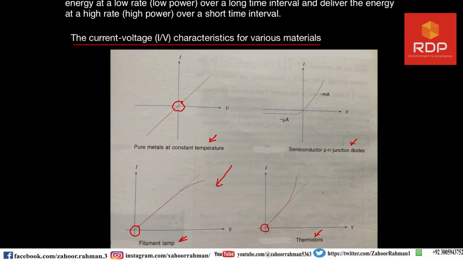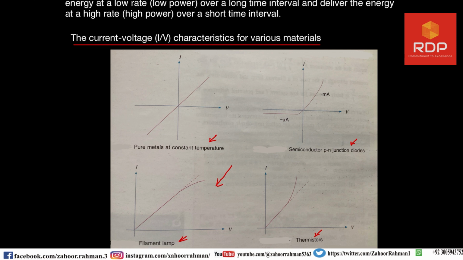All these graphs lead us to a very important law, and that is Ohm's law, a very famous law of electricity and magnetism. The next topic is Ohm's law, but before that let us discuss these different graphs. The first graph of the voltage and current ratio is for pure metal.